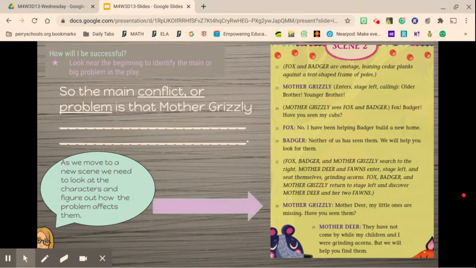Right here in paragraph 28, it says, "My mother dear, my little ones are missing. Have you seen them?" So we know that Mother Grizzly's problem or conflict is that her cubs are missing and she can't find them.